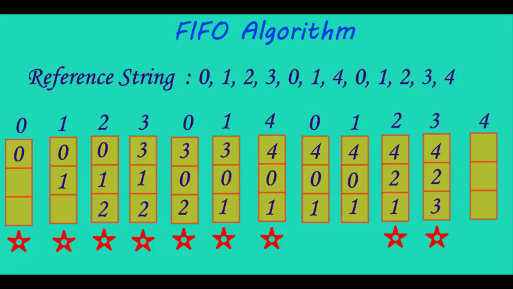The total number of page faults is 1 2 3 4 5 6 7 8 9, so there are 9 page faults in this particular scheme. The page faults are 9. As you see, there are 9 page faults. This is how the FIFO algorithm works.